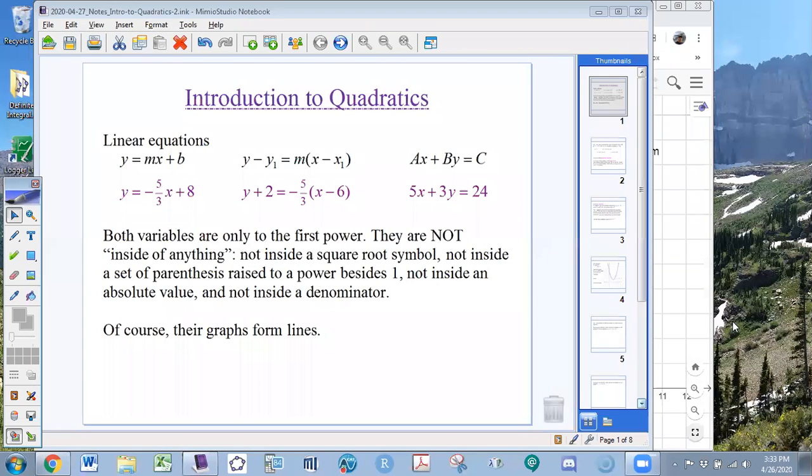By this point, you have studied lines and linear equations a few times. I want to introduce you to a new type of equation. Before we begin, though, let's review a little about what we already know with lines.